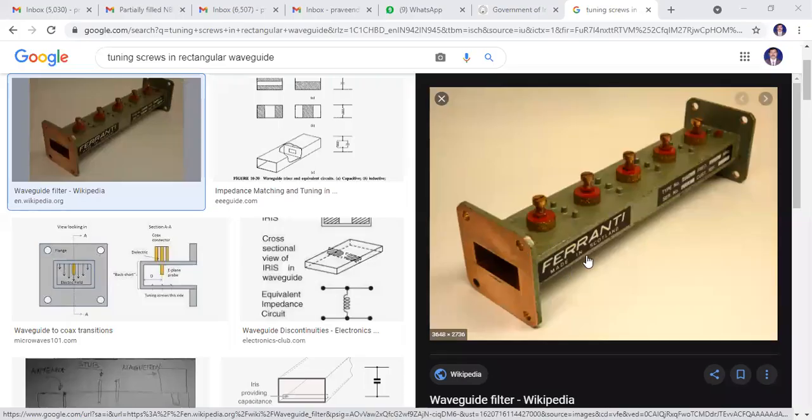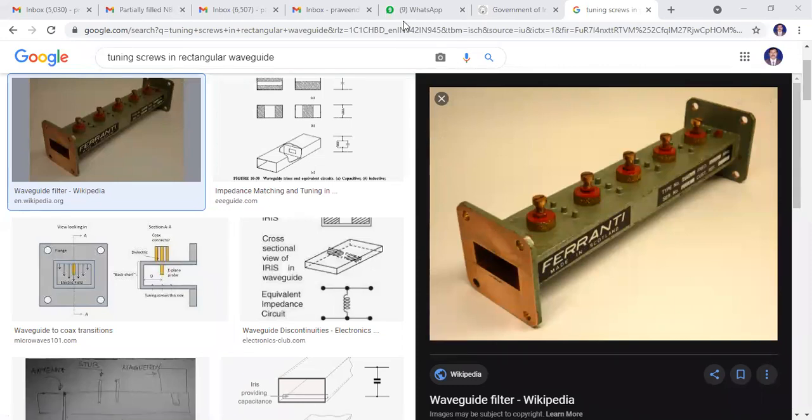So is the screen visible? See, here are the tuning screws. This is the rectangular waveguide. This is the broader dimension. Is it visible? Anyone, please? Please speak. Yes or no?